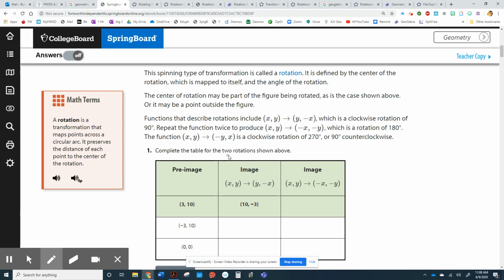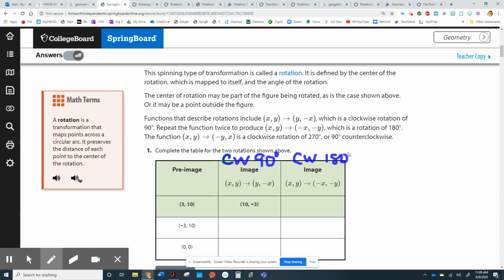So we're going to say clockwise. Ooh, I don't like the green. Let's go blue. This is a clockwise rotation of 90 degrees. And it says repeat the function twice. So this is a clockwise rotation of 180 degrees.